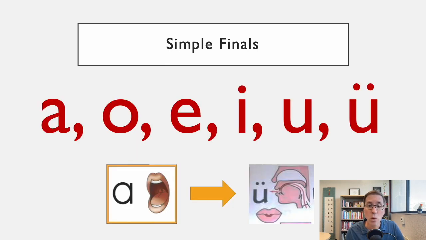好的，跟我说 A, O, E, U. Hopefully what you're noticing here is as you go from the simple final A to the U with the umlaut, your lips are slowly closing. Once you get to the U, your mouth is getting quite smaller and your lips are puckered up.